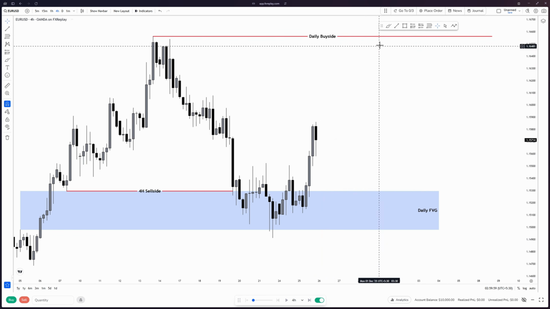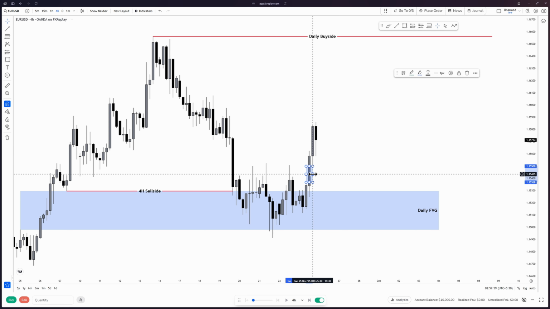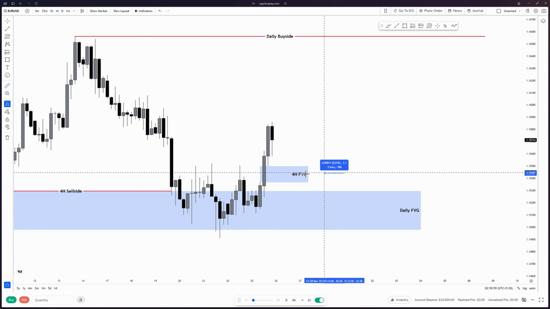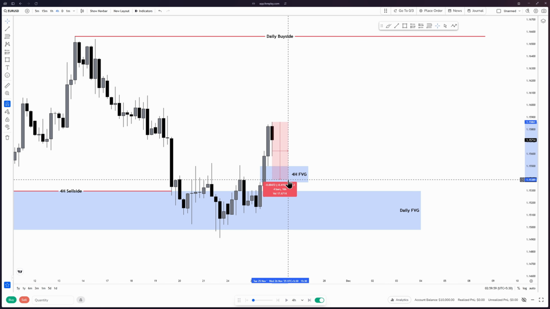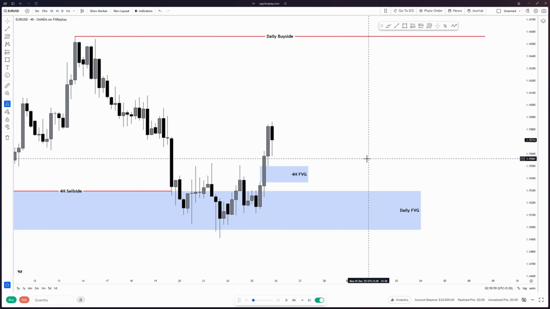Here I can see a 4-hour fair value gap, which price has to retrace back into, so I will mark this out. What I am expecting is the market to retrace back to this gap and then continue moving higher. Now let's drop down to the 15-minute time frame.